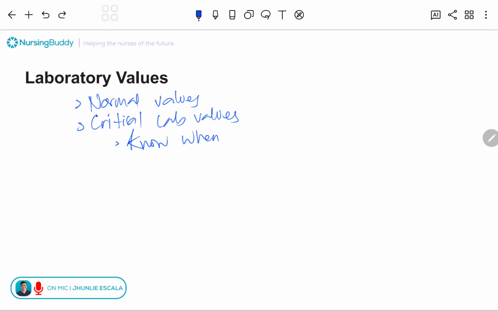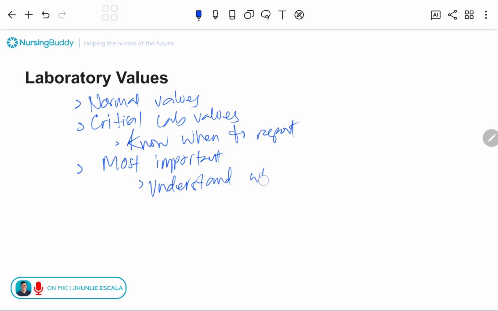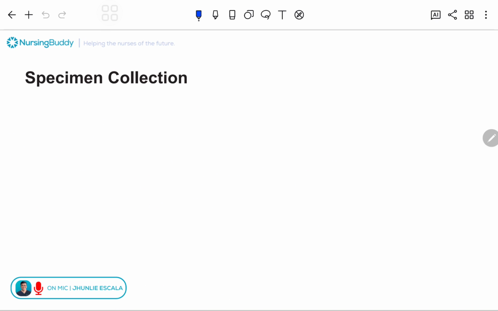Kasi, kapatid, kapag hindi natin alam, ang mangyayari is that ganun lang. We'll just be very, very, we call this nonchalant. Okay? So, the most important thing here is that we understand, kapatid, what the lab results indicate. Tandaan po natin ito. So, ayan. Now, let's have your specimen collection, kapatid.